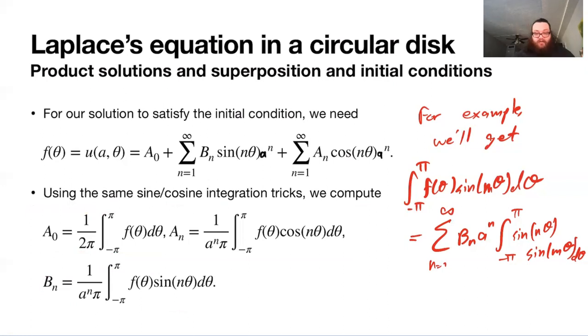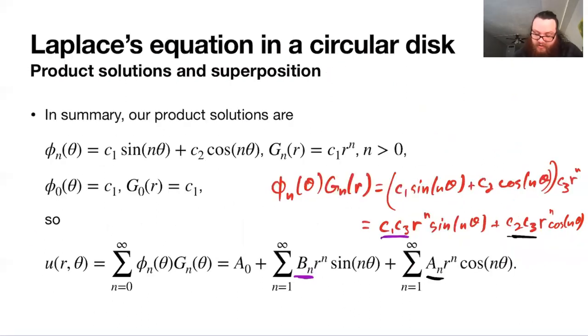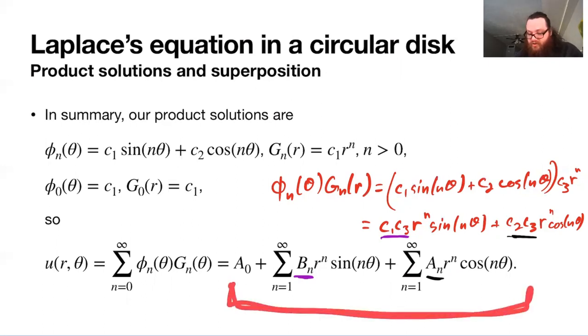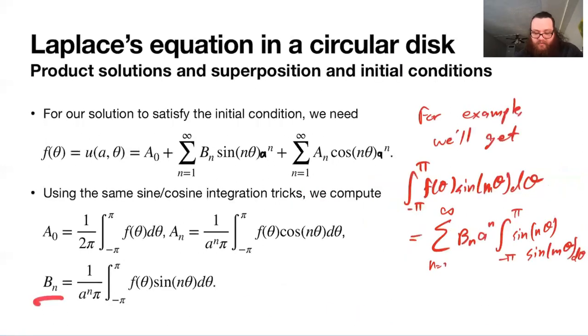Great, so we've solved it. Again, this is our general solution for Laplace's equation in a circular disk, or the equilibrium temperature distribution in a circular disk. And the question is, for this solution, what are these coefficients? Well, we have explicit formulas for them, so we consider this problem solved.